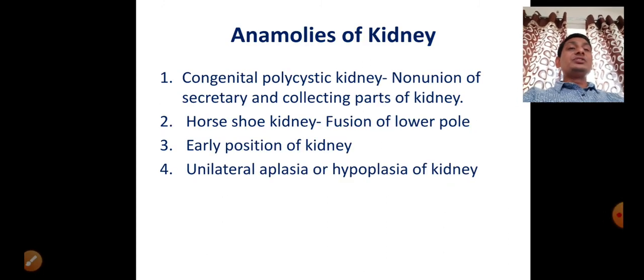Then anomalies of the kidney. The congenital anomalies are, first, congenital polycystic kidney, which is non-union of the secretory and collecting parts of the kidney. Then horseshoe kidney, which is a fusion of the lower poles of both kidneys, an early position of the kidney. Then unilateral aplasia or hypoplasia, which means one kidney is absent or one kidney is of smaller size. These are the anomalies of the kidney.